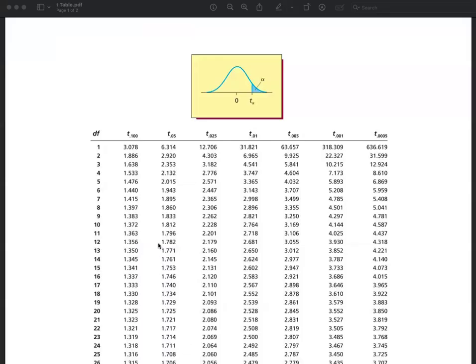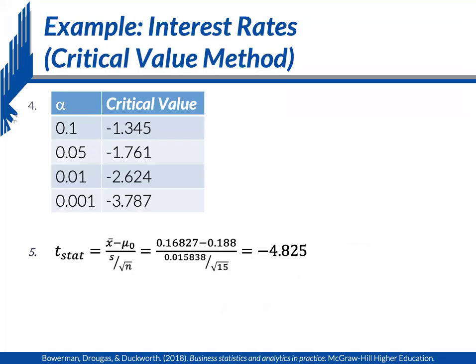So for 5%, the critical value should be negative 1.761. For 1%, the critical value is negative 2.624. And finally, the critical value for an alpha of 0.001 is negative 3.787. So those were the critical values obtained from the t table.